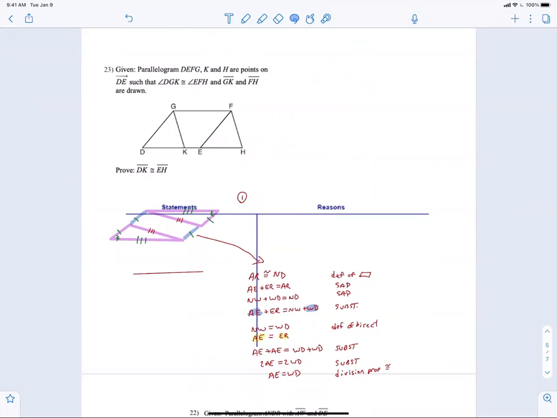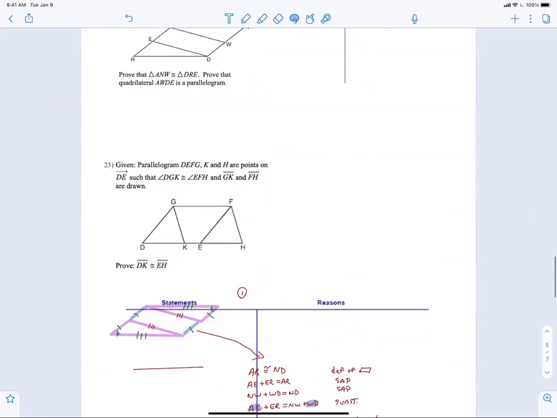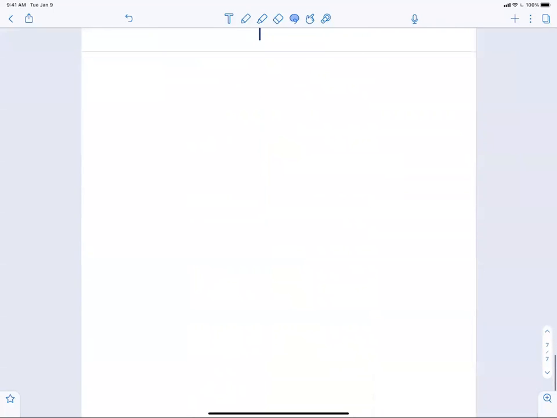So let's figure out 23. All right. So is this one any more difficult? No. Copy, don't do paste.